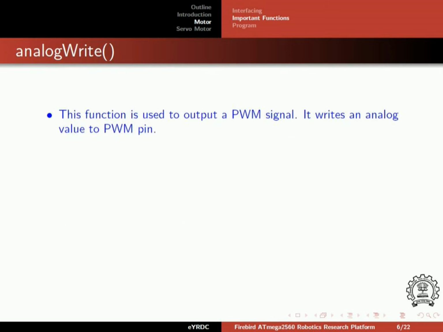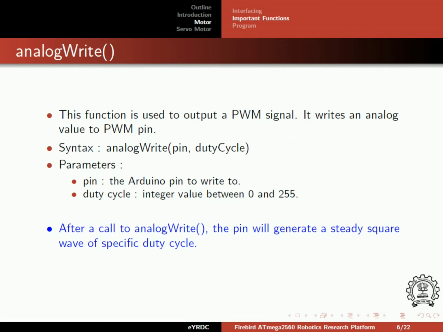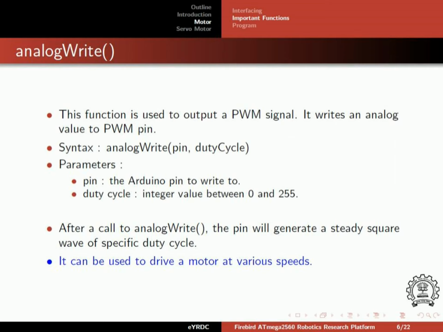This function is used to output a PWM signal. It writes an analog value to PWM pin. The function is written as analogWrite(pin, duty cycle). This function has two parameters. First is pin, the Arduino pin to write to, and second is duty cycle which is an integer value between 0 and 255. After the call to analogWrite, the pin will generate a steady square wave of specific duty cycle. It can be used to drive a motor at various speeds.